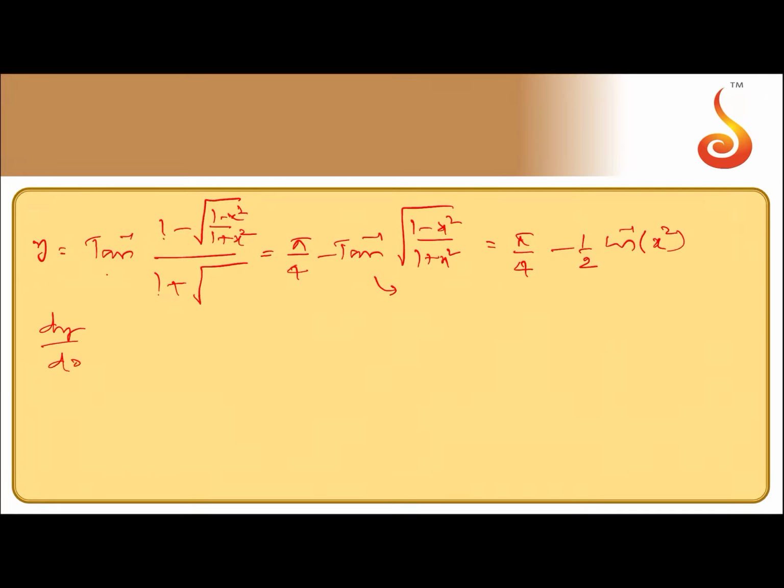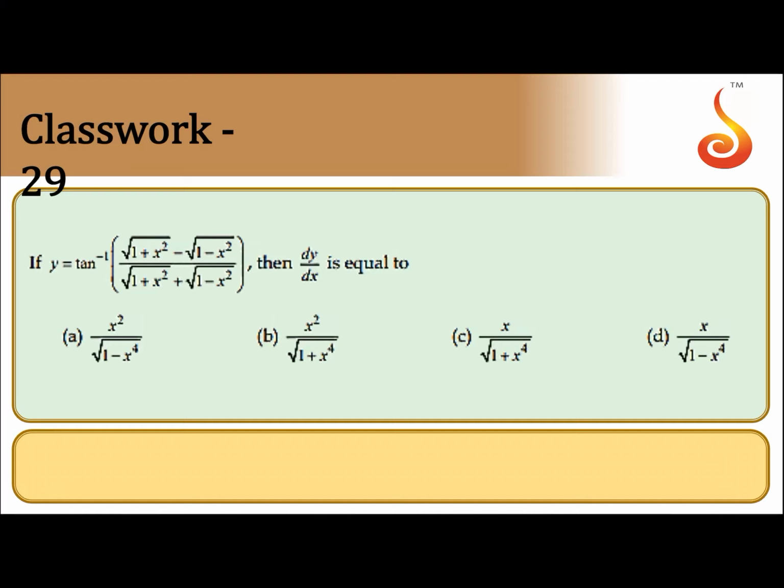So the derivative of this function is minus half into minus 1 divided by root over 1 minus x power 4, into the derivative of x square, which is 2x. So that will be x divided by root over 1 minus x to the power of 4. So the answer is x divided by root of 1 minus x power 4.